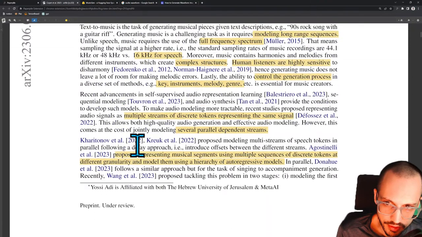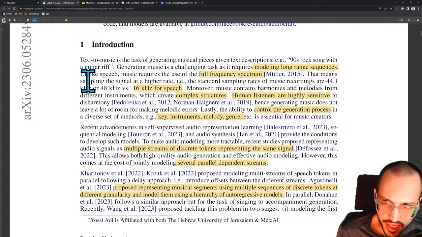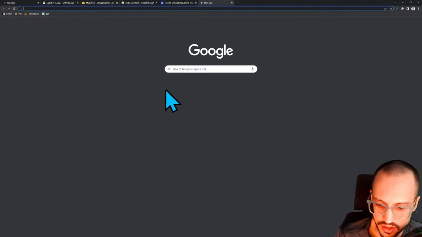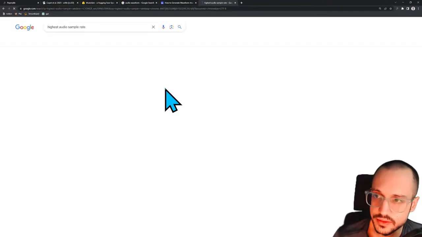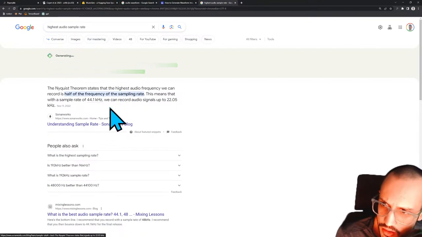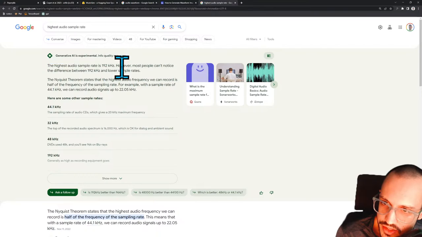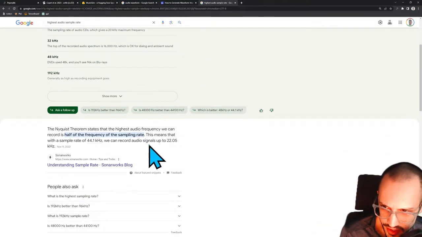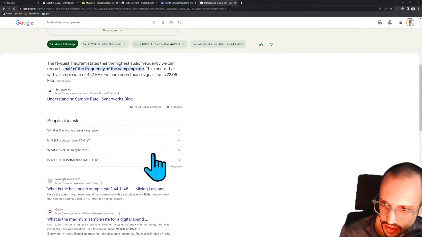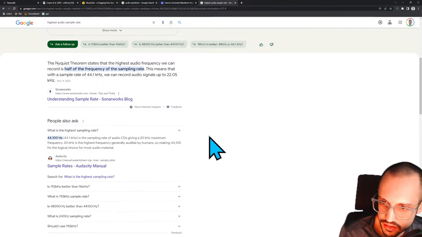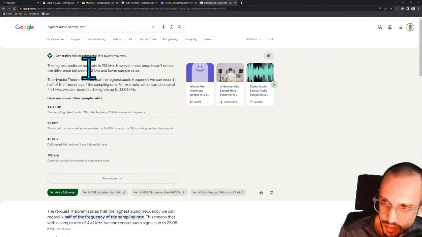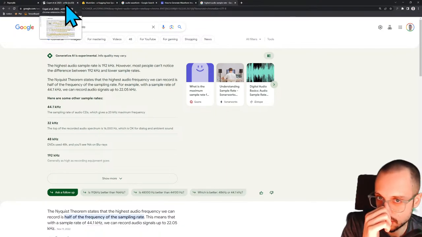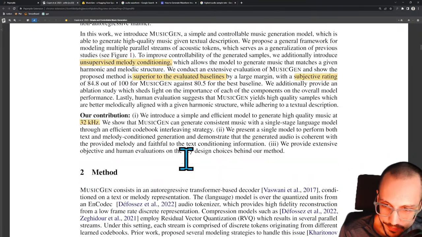Okay, so they didn't actually go for the full 46 kilohertz or 48 kilohertz. What's the highest audio sample rate? The highest audio sample rate is 192 kilohertz. Yeah, so generally my intuition is that 44 kilohertz is the standard high quality sample rate, and then half of that, 22, is the standard I don't really care sample rate. But it seems like there's people that go up all the way to 192 kilohertz. So, okay, they went for 32 kilohertz in this paper.